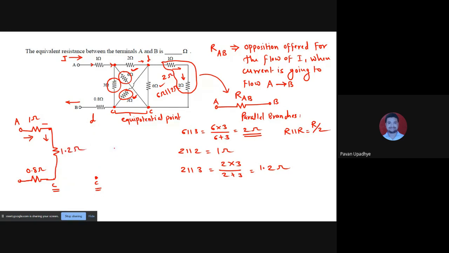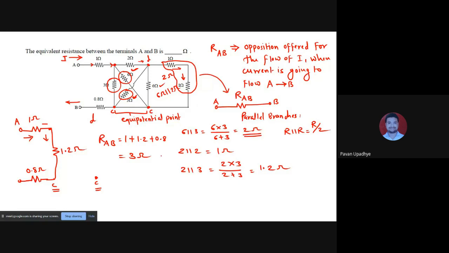so now these three resistances between A and B are in series. So resistance RAB is equal to simply 1 plus 1.2 plus 0.8, and hence the answer is 3 ohm.